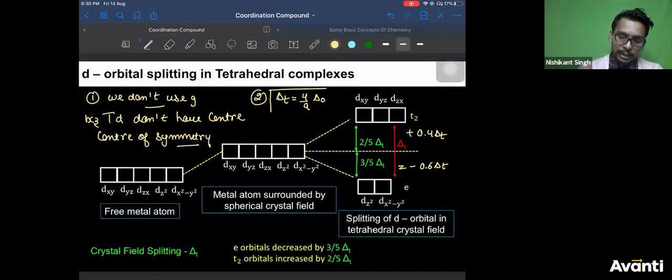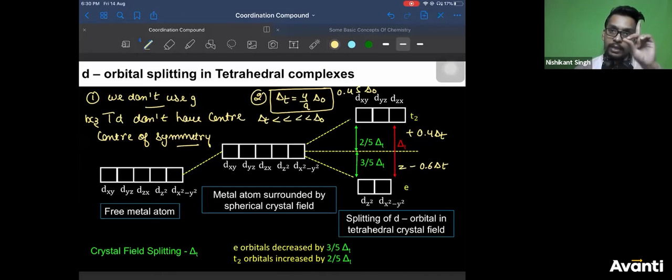That means it is larger than delta O or smaller than delta O? Chetana, 4 by 9 is 0.4, 0.45 delta O. Correct? So it is less than delta O. So delta T is very, very less than delta O.